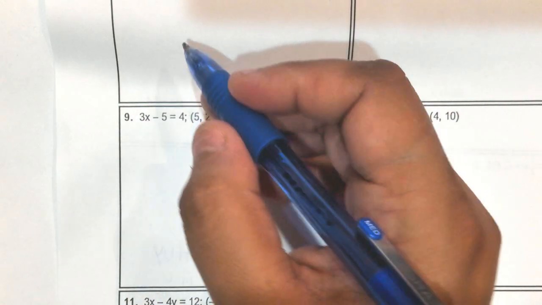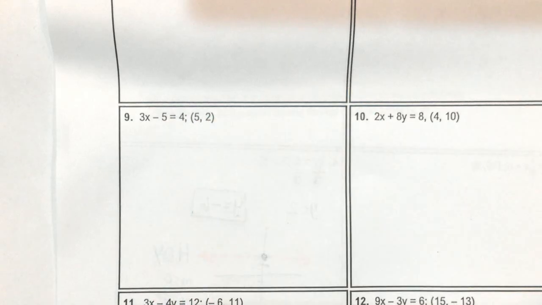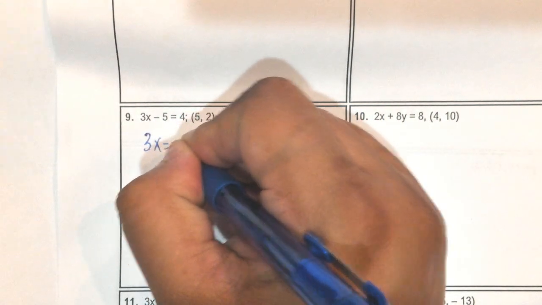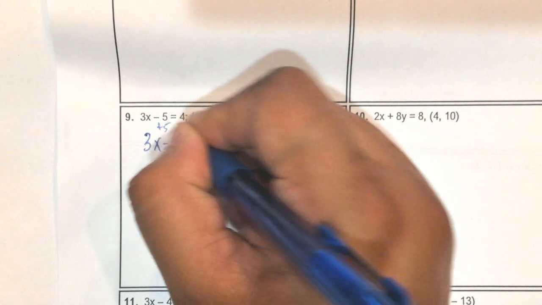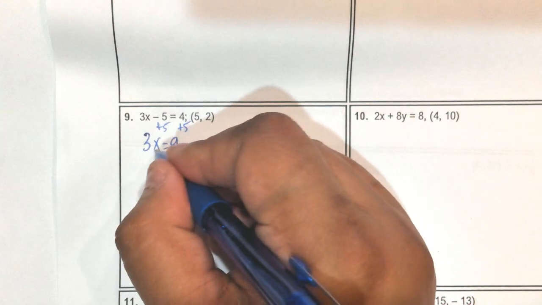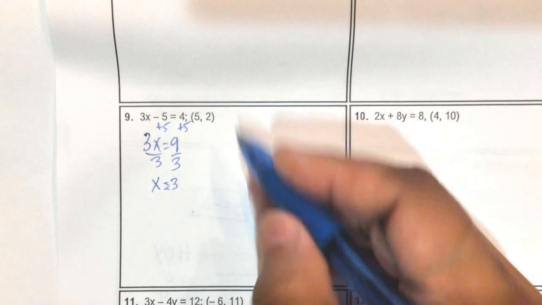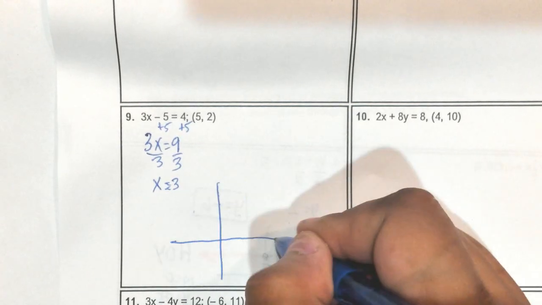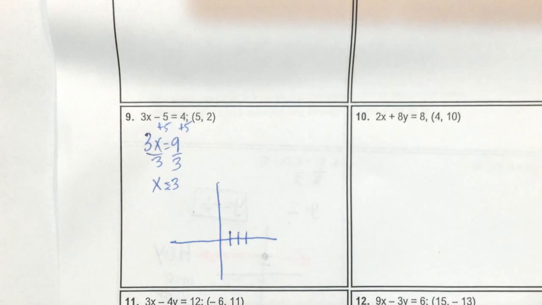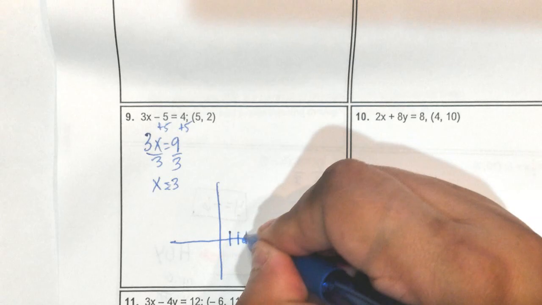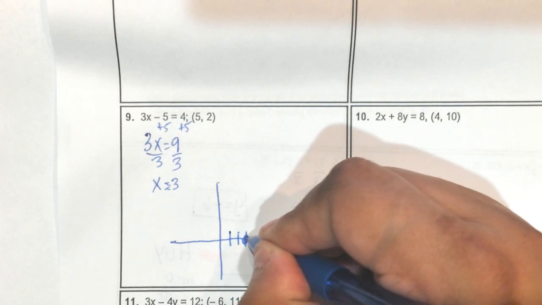But let's go ahead and find x. So I have this -5 that needs to go over here, so I have to add 5. So I got 3x equal to 9 because I added 5. And then I divide by 3 and you get x equal to 3. Okay, so what does that look like? X equals 3. 1, 2, 3. Well, that's my x-intercept. I can tell you that.